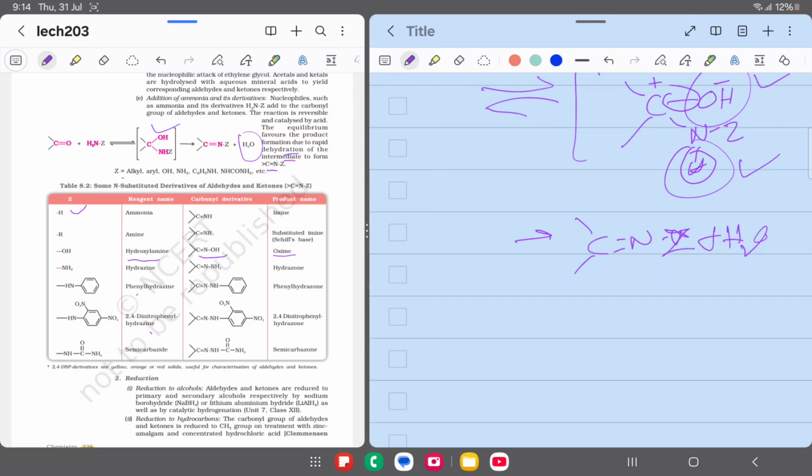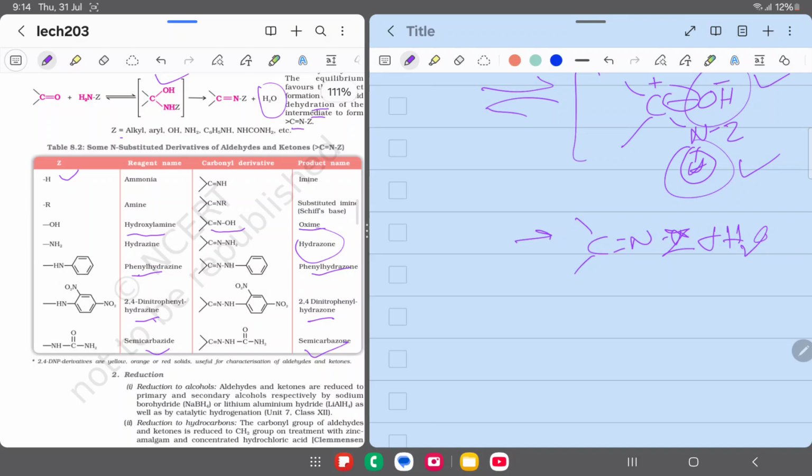So here Z gets attached: hydrazine, it's a hydrazone. NHC6H5, phenylhydrazine, it's a phenylhydrazone. Then 2,4-dinitrophenylhydrazine, 2,4-dinitrophenylhydrazone. Then semicarbazide, it's a semicarbazone. 2,4-dinitrophenyl derivatives are yellow, orange, or red solids, useful for characterization of aldehydes and ketones.